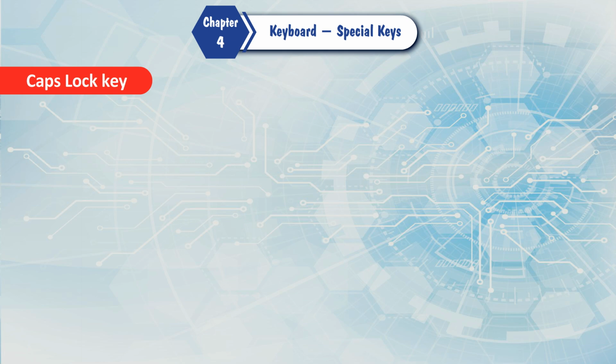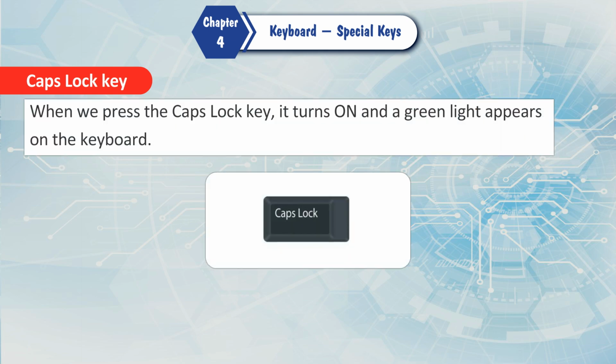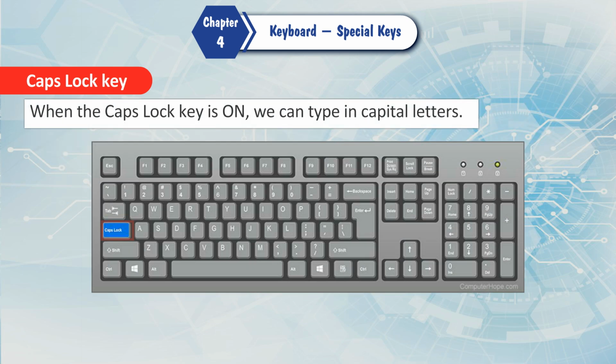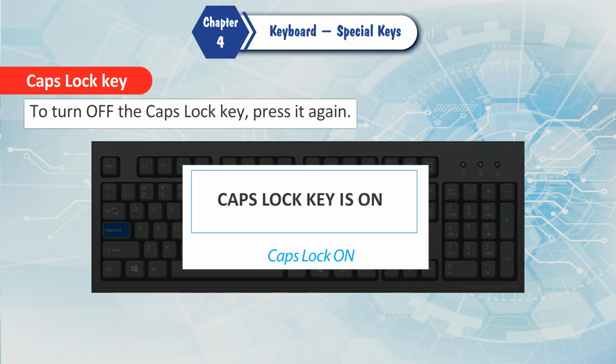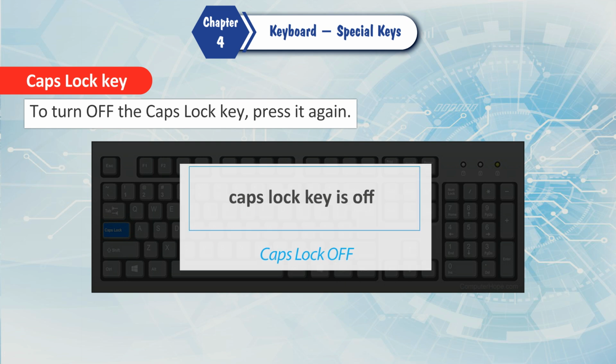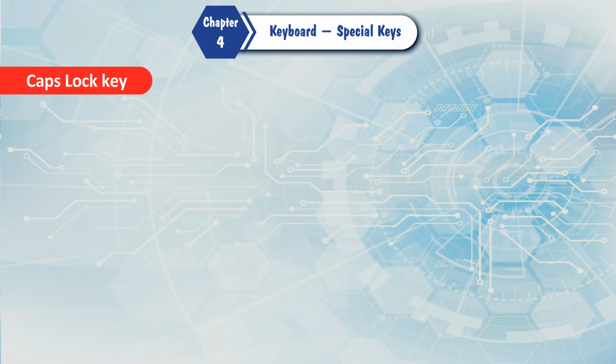Caps lock key. When we press the caps lock key, it turns on and a green light appears on the keyboard. When the caps lock key is on, we can type in capital letters. To turn off the caps lock key, press it again. Caps lock key is on. Caps lock key is off.